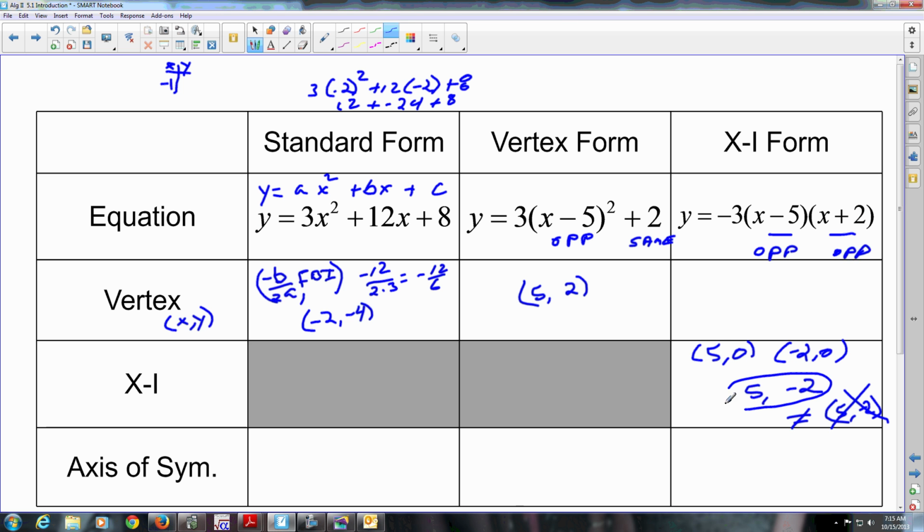I'm totally fine if you guys write it like this. Do not put it in parentheses because that means a coordinate. And as they're written, they're not coordinates. Okay? They're locations on the x-axis.